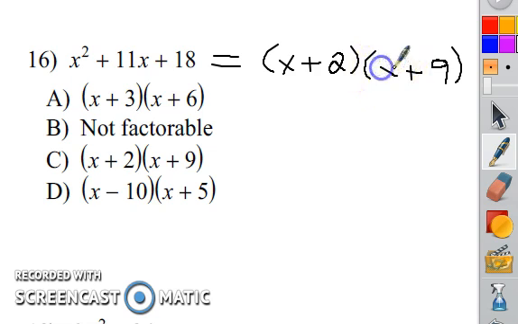So x in the front here, x times x is x squared. And our answer is C.